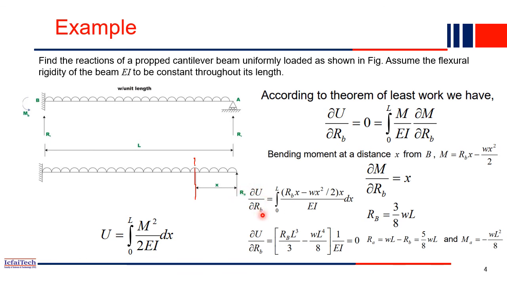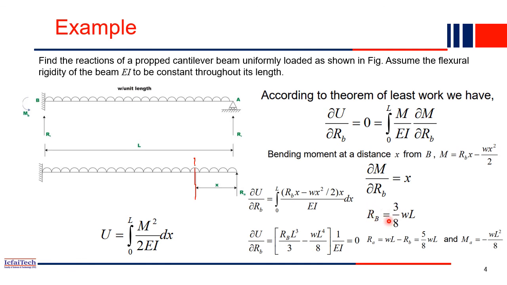Final expression: del U by del RB equals the integration of the moment value, which is this much, by EI, into del M by del RB, which is nothing but x. So that's what we replaced here, into dx. Now take the integration and find it out. Integrating from 0 to L with respect to dx, we get RA and RB. From this expression, this term equal to 0, we can easily compute the value of RB.